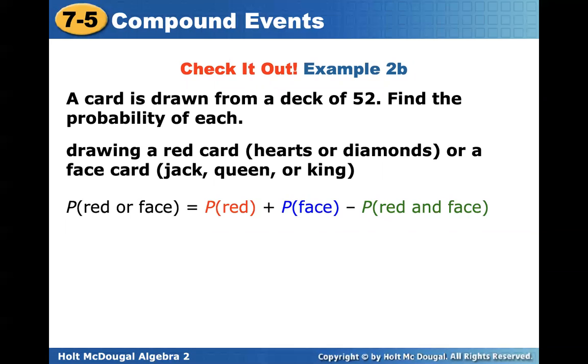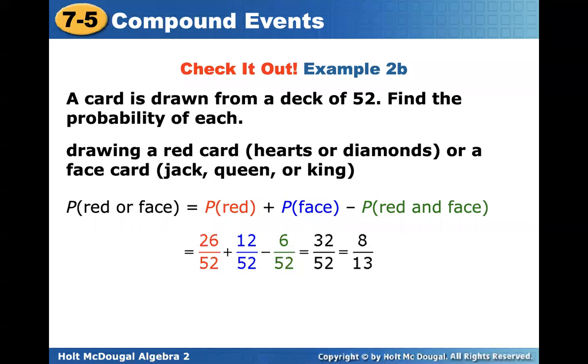Red or face card: the probability it's red is 26 out of 52. Probability it's a face card, there are 12 out of 52. And the probability that it's both is 6 out of 52. There are 6 face cards that are red, right? 3 hearts and 3 diamonds. So that's how we can find the probability of inclusive events. Questions? Have you seen these formulas before? I think you have, so you should be familiar with them. We're still going to review them and go over some more examples.